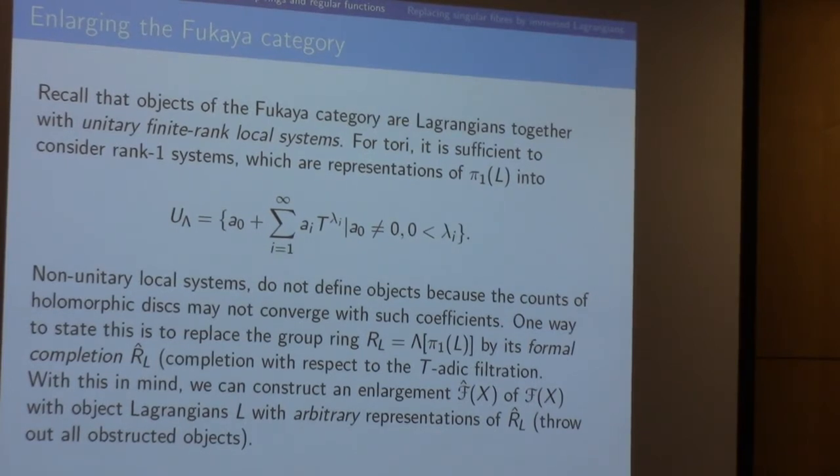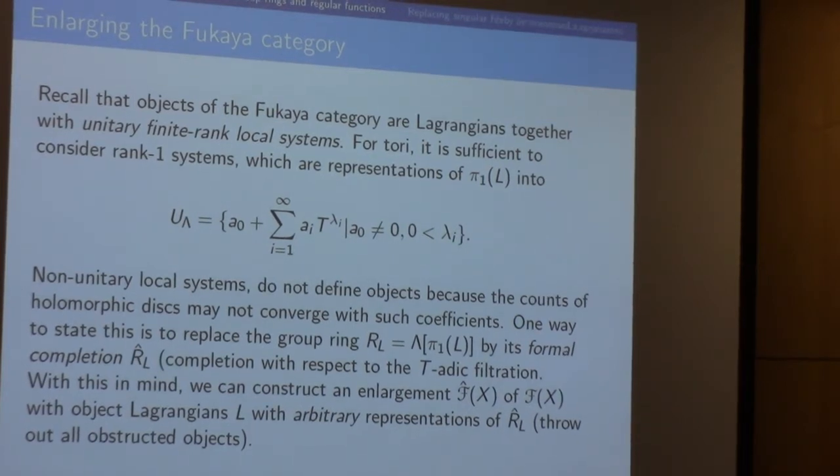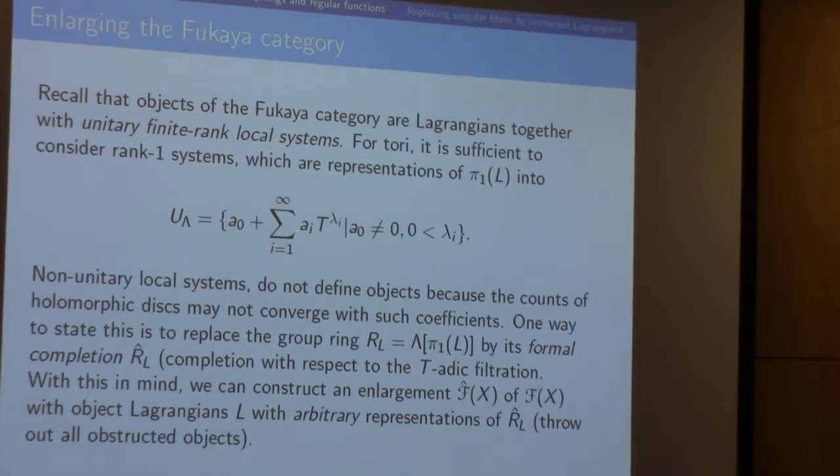Over the Novikov ring, I have to replace S1 by the unitary elements. The unitary elements are the elements of valuation 0. So that means our series whose leading term has no power of t, like t to the lambda with lambda equals 0, and has non-zero coefficient. So that's U lambda. Now, non-unitary local systems are bad because you have convergence problems.